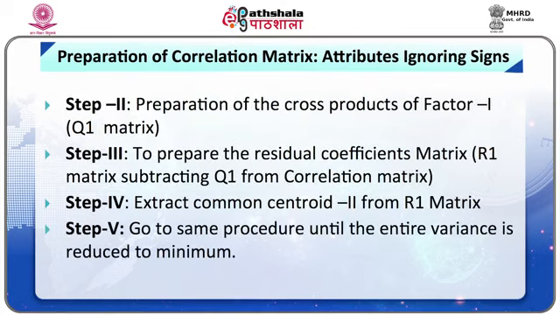The step 2 involves the preparation of cross products of factor 1, that is the Q1 matrix. In step 3, prepare the residual coefficient matrix, the R1 matrix, by subtracting Q1 from the correlation matrix. Step 4, extract common centroid 2 from the R1 matrix. In the 5th step, you go through the same procedure until the entire variance is reduced to a minimum.